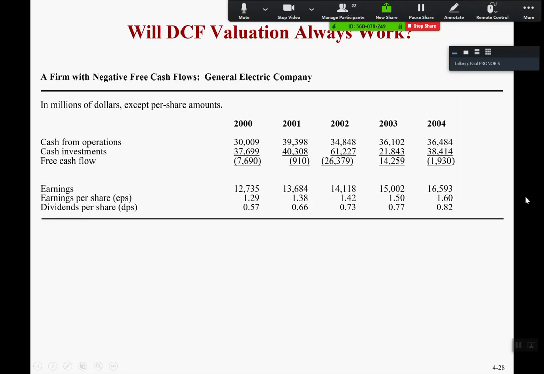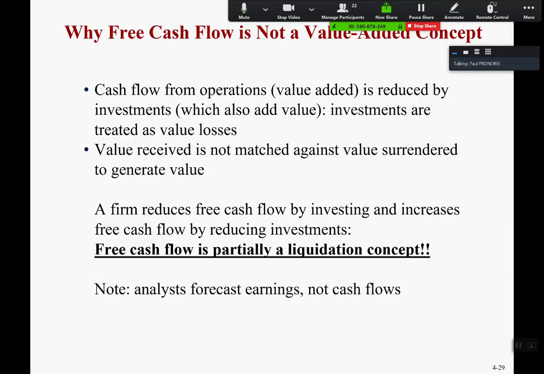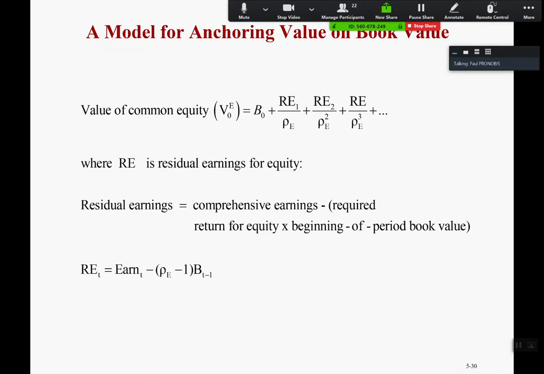The reason for that is, of course, that under accounting, cash investments are often just capitalized, so they are put on the balance sheet and then depreciated and matched against sales, and then you can still show a profit while you have negative free cash flows. So in this particular case, it might make sense to use not the discounted cash flow model, but the residual income model. And so I'm going to outline to you how this model looks.